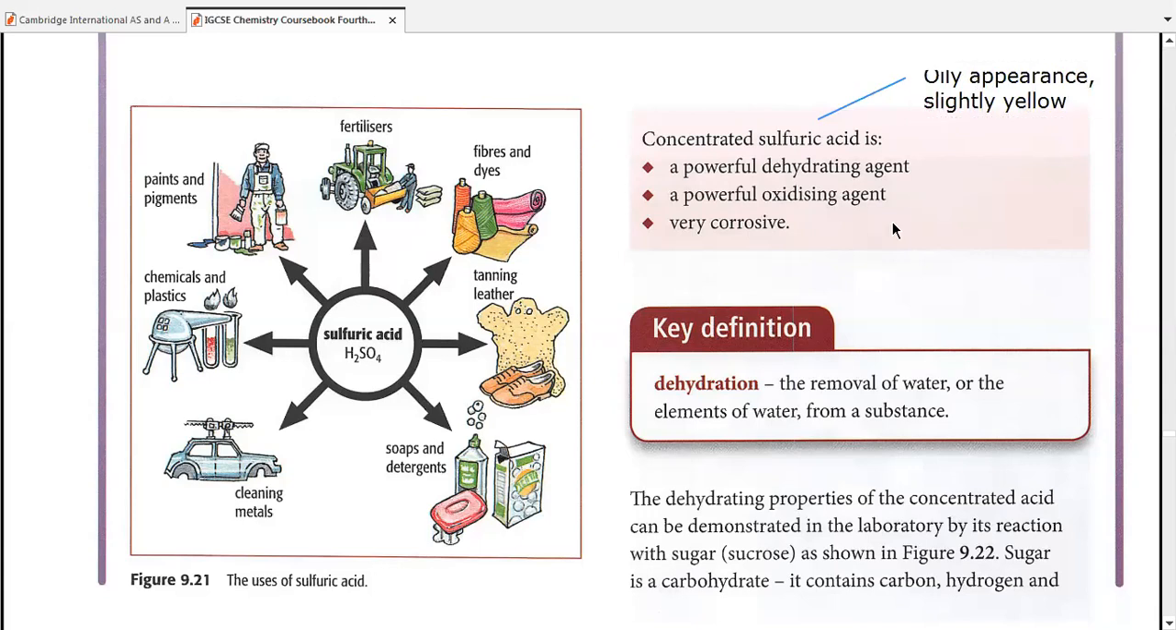Concentrated sulfuric acid has an oily appearance and it is slightly yellow in color, slightly, just like the oils appear to be a little bit yellowish or orangish. Okay. It appears the same. Do we get that point? Are we familiar with oily appearance? The appearances are of two kinds, watery appearance, oily appearance.